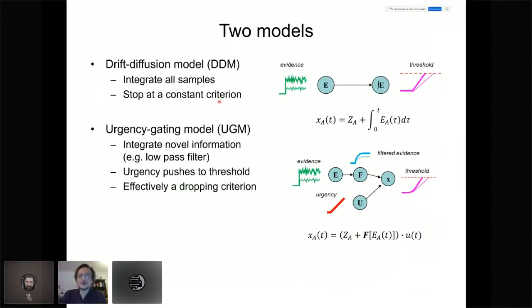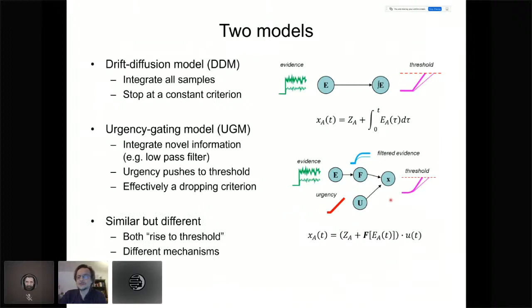So effectively, we have two models. The drift diffusion model, which suggests you integrate all samples to a constant criterion of accuracy. And this variation where you don't integrate fully, you have a leaky integrator or a low-pass filter, and what pushes you to the threshold is actually this urgency signal. So they're very similar models. They're both rise-to-threshold models, but they propose essentially different mechanisms responsible for that rise. Here, it's mostly the urgency signal that brings you to the threshold.